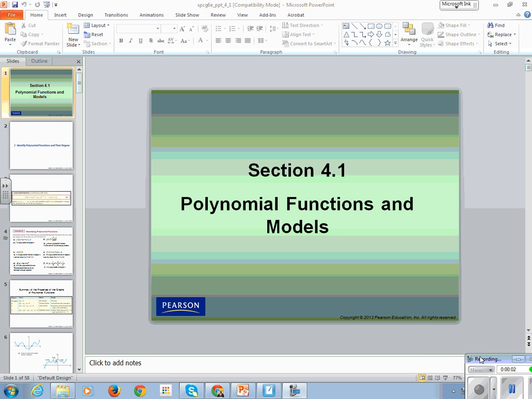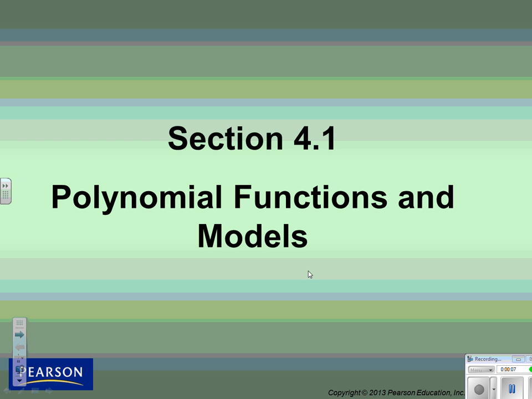All right, so this is Precalculus, Chapter 4, Section 1, called Polynomial Functions and Models.